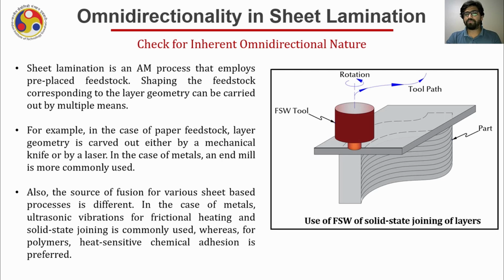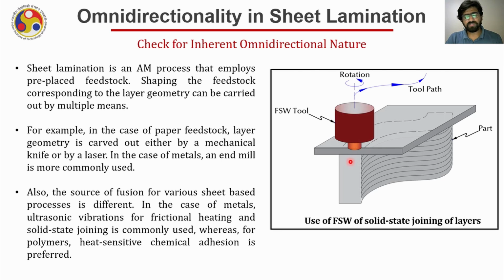For example, in the case of paper feedstock, the layer geometry is carved out either by a mechanical knife or by laser. And in the case of metal, an end milling cutter is used to carve the layers to join together, for example in ultrasonic consolidation. The energy source also typically varies in different sheet based systems. In the case of metals it is ultrasonic vibration or friction heating, or solid state joining like friction stir welding. And in the case of paper or sheet based processes, it is either thermally activated glue or pressure activated glue.